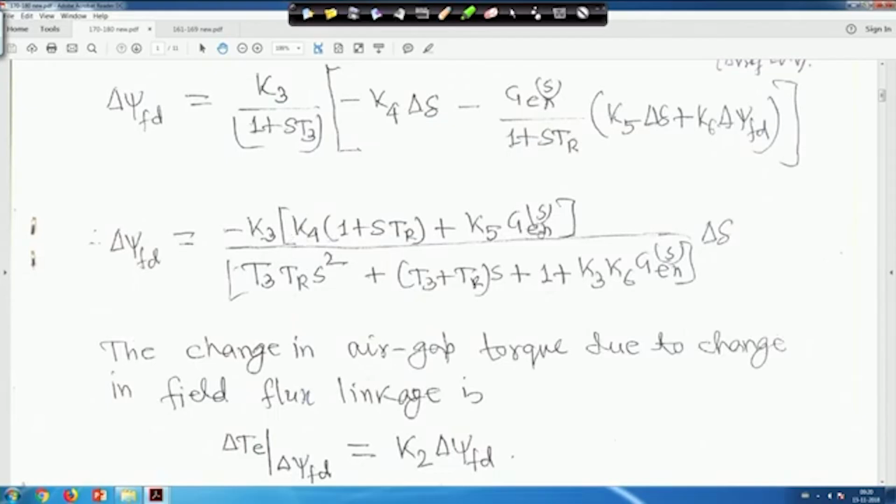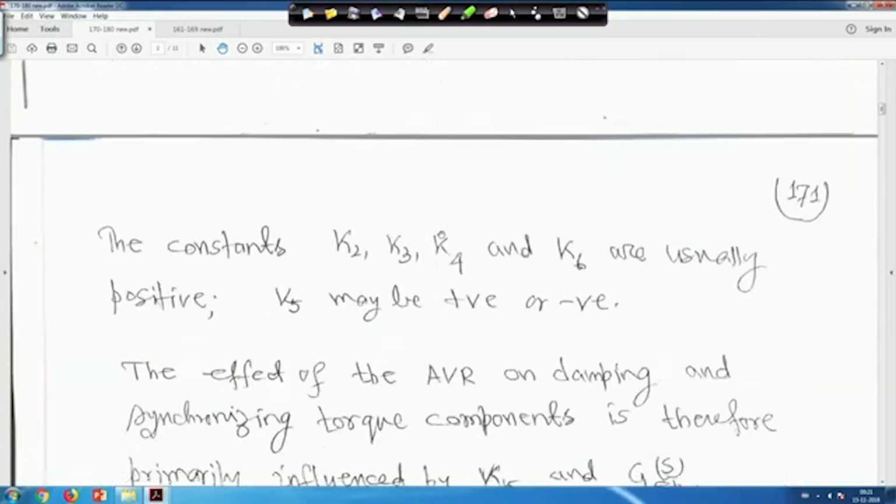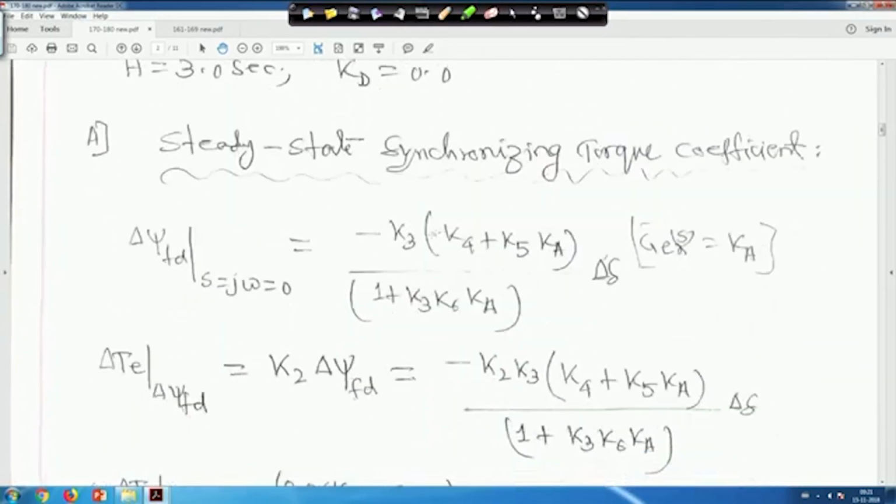minus, and Gx is equal to Ka. So it will become minus K3 K4 minus K3 K5 Ka, right, because Gx is equal to Ka divided by this term; this term will go, and it will be 1 plus K3 K6 Ka into that delta δ. So here, same thing, when we substitute all this, we will get minus K3 in bracket K4 plus K5 Ka, right, because Gx is equal to Ka divided by 1 plus K3 K6 Ka, into delta δ.